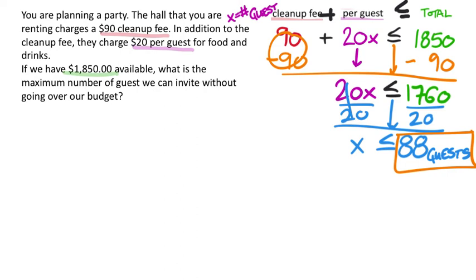Now you could check, right? 88 times 20, you'd see the 1760 plus the 90, boom, you'd be back at the 1850, which is the amount of money that we had in the beginning.